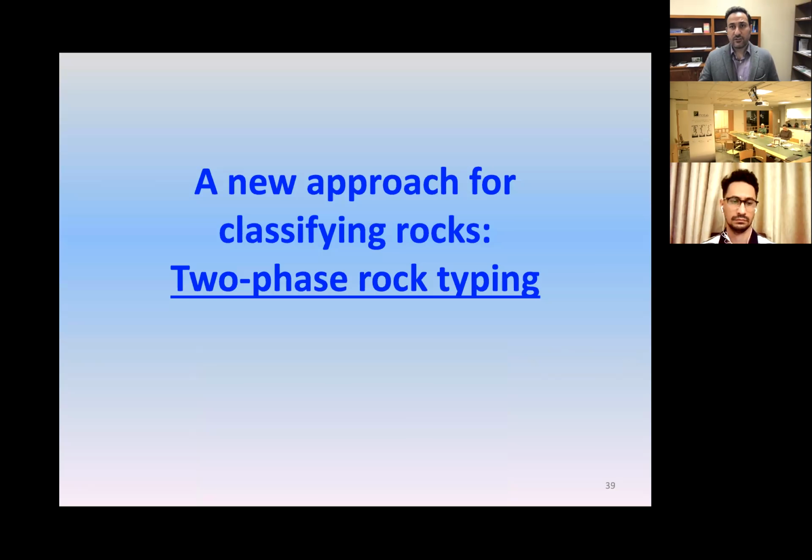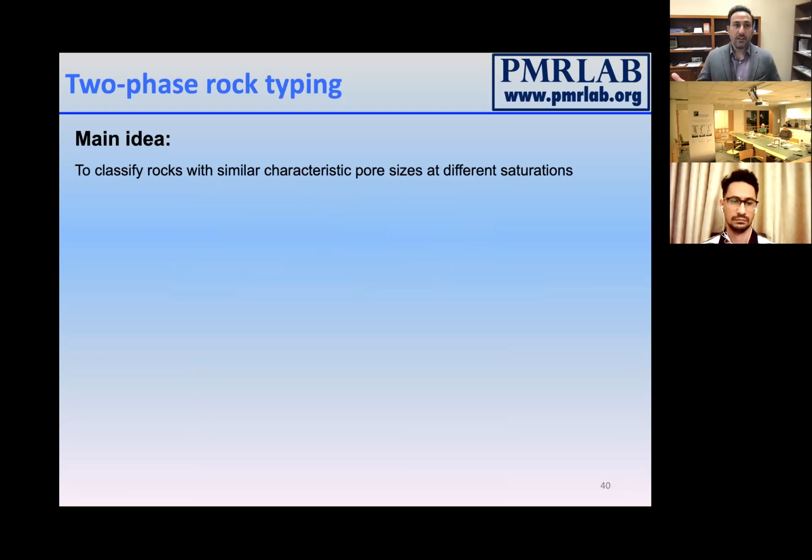Given that there are restrictions with single phase rock typing, we decided to expand what we proposed back in 2019. We wanted to include the impact of wettability and also multi-scale, multimodal behavior, or in other words, microscopic properties of rocks. So we came up with 2-phase rock typing, which is going to use the same concept based on similarities in characteristic pore size. The main idea is to classify rocks with similar characteristic pore sizes, but this time at different saturations.